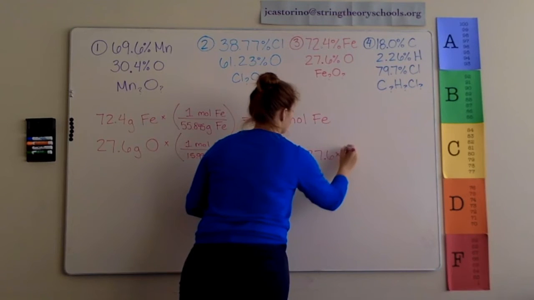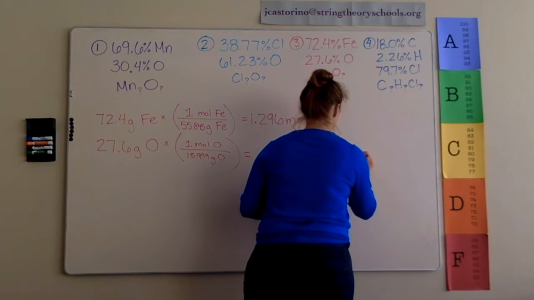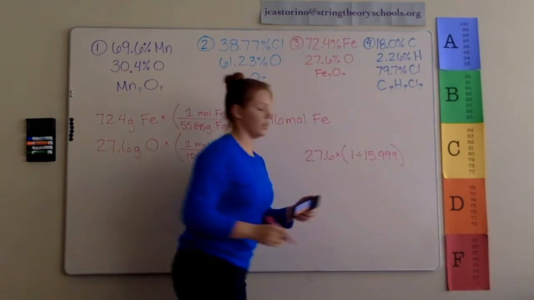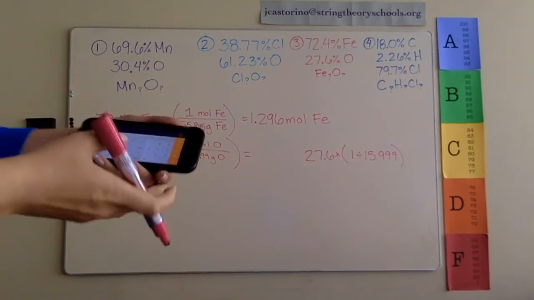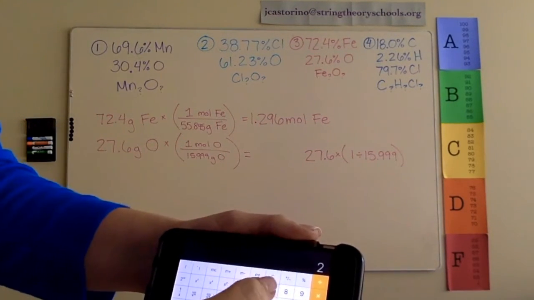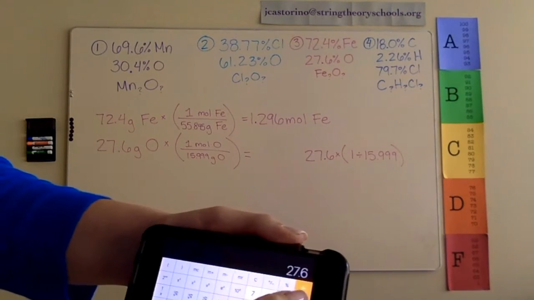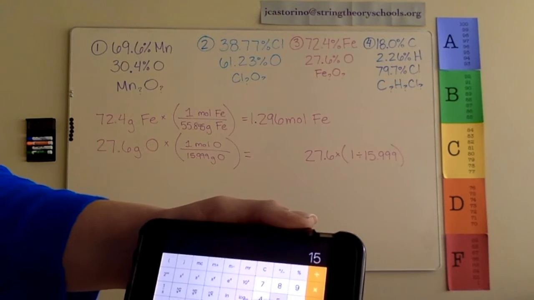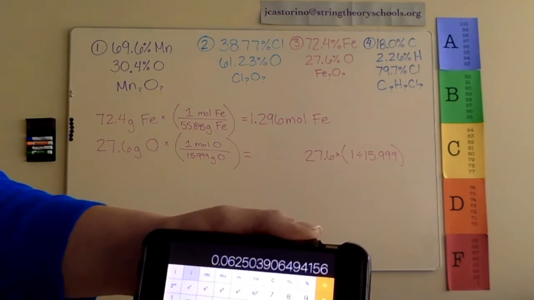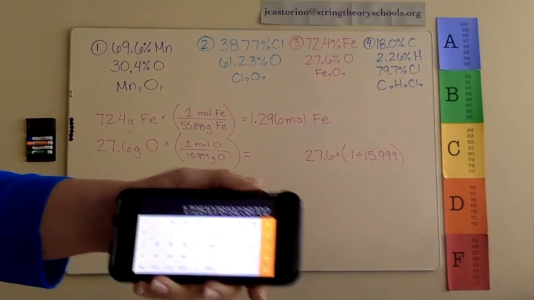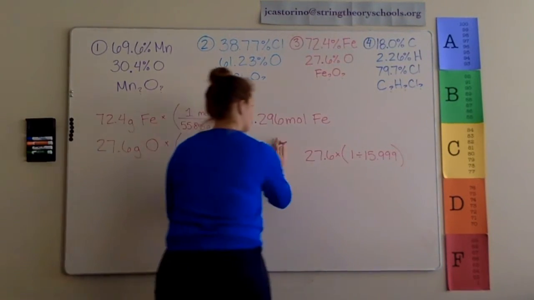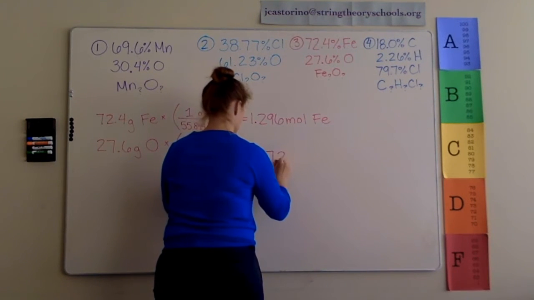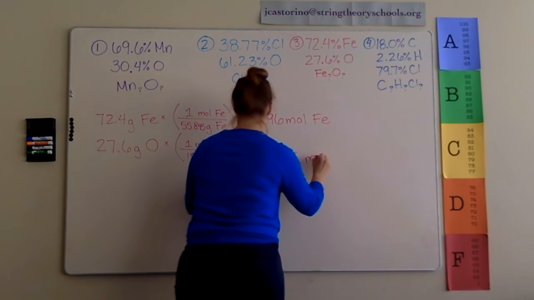All right, now for solving for oxygen, we're going to plug into our calculators 27.6 times parentheses 1 divided by 15.999. And I'll show you again. 27.6 times, start parentheses, 1 divided by 15.999, end parentheses, equals. We get 1.725 moles of oxygen.